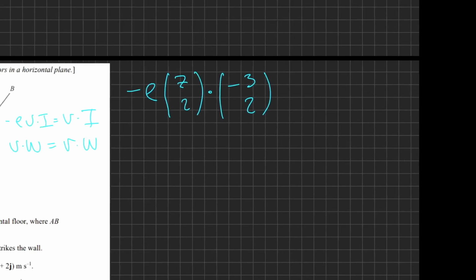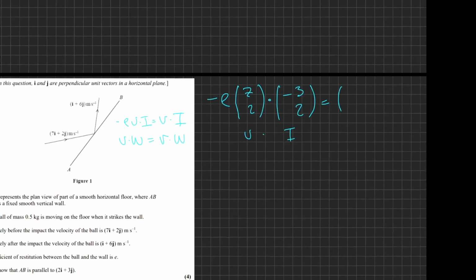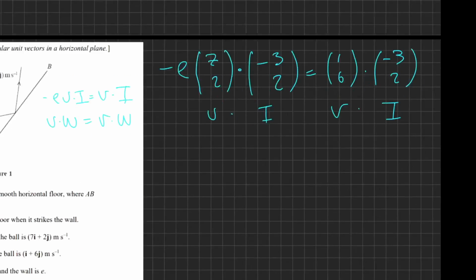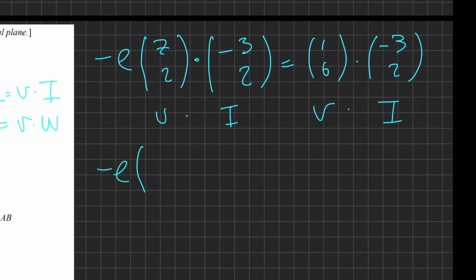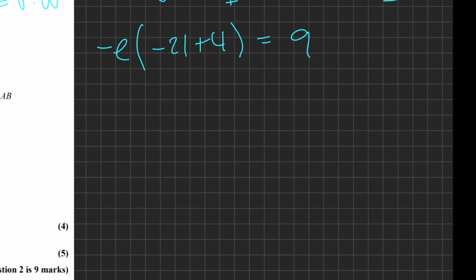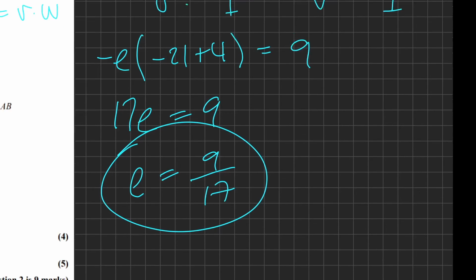So minus eU dot I, this is our U and this is our I, equals V dot I. Well, we know V is (1, 6) from the diagram, and I is also (minus 3, 2). Those I's are always going to be the same. So this is our V dot I. Let's sort this out. Minus e times (minus 21 plus 4) equals minus 3 plus 12, so that's going to be 9. Minus e times minus 17, well, that's 17e equals 9. So e is 9 over 17. And that's our answer for the coefficient of restitution here.